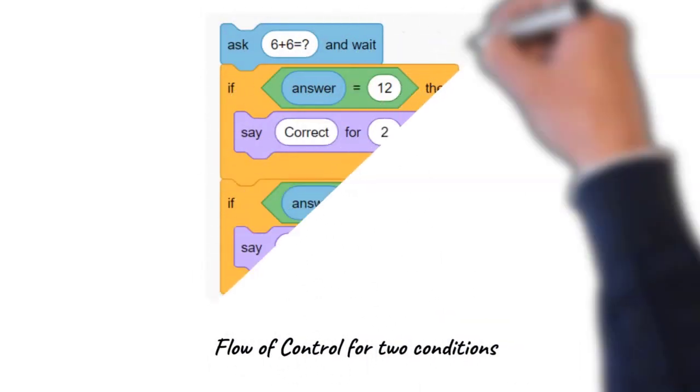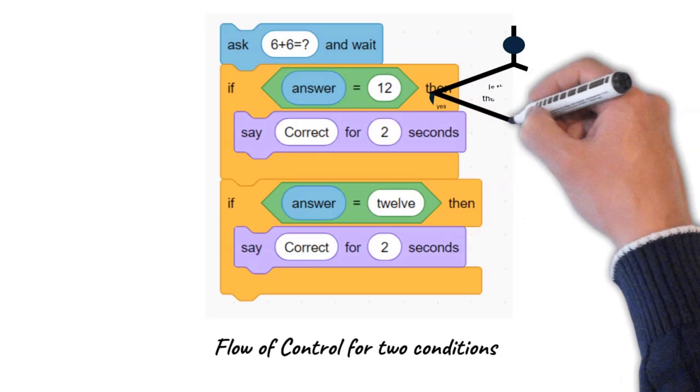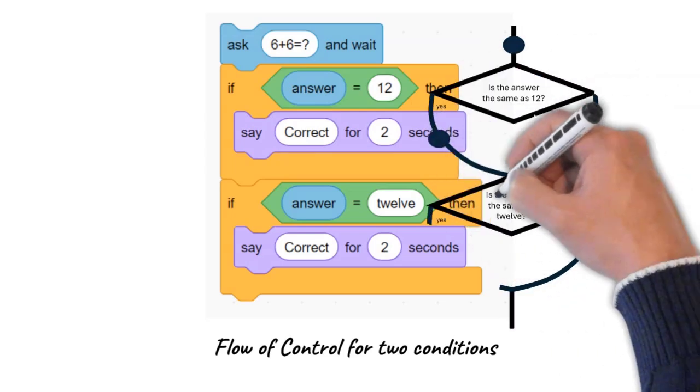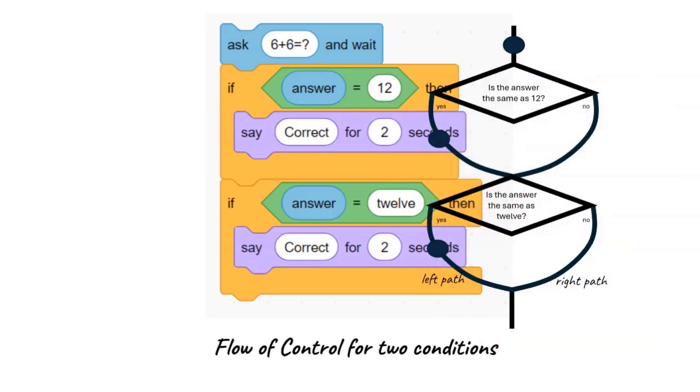Now let's look at the flow of control for 2 conditions, one after another. Okay, so here we've got our same dot at the top, which is our 6 add 6 equals, so we've got our question. Then we hit that condition, if the answer is the same as 12. And just like in the other examples, if it is the same as 12, it's going to go down that yes left-hand side pathway, and it's going to say correct for 2 seconds.